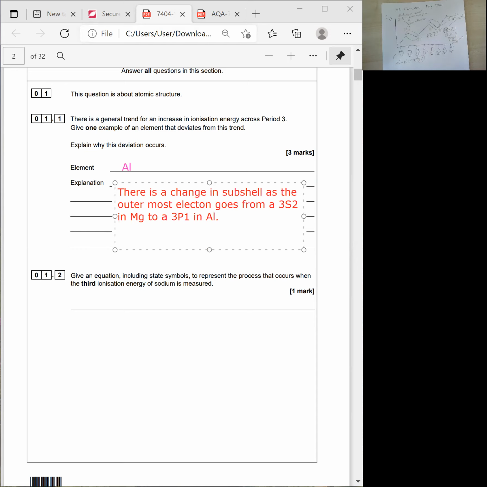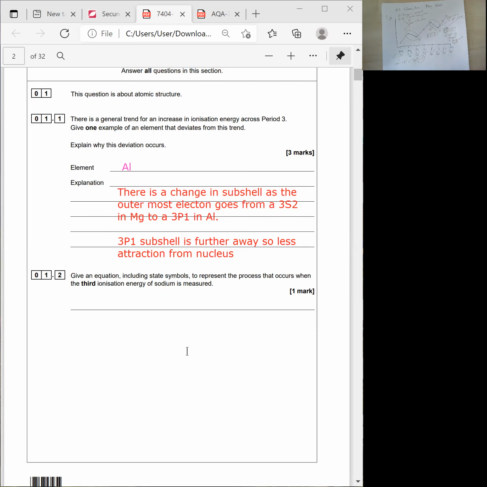The 3p1 orbital, or you can also say subshell. You know what, I would actually go for subshell for that one. Okay, let's just say the 3p1 subshell is further away, so less attraction from the nucleus. Okay, so that's your answer there for that particular one.